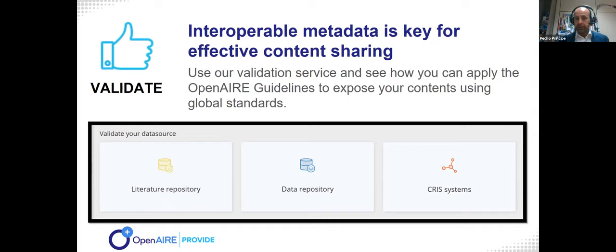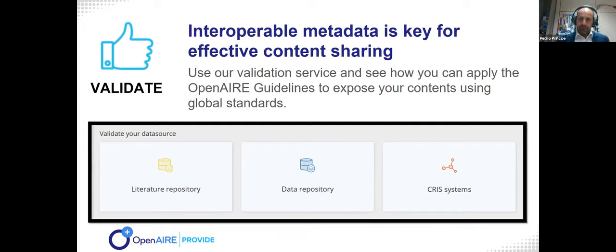The one related with the validator is in fact where people can run compliance tests against the different guidelines that we have available for literature repositories, for journals, for data repositories, and for CRIS systems. This is a relevant service for people to check the quality of the metadata, to receive a kind of report with the feedback, and to check where they need to improve. This is important to do when we want to register for the first time, but is also important to do when we want to improve the level of compatibility that we have in our data source.